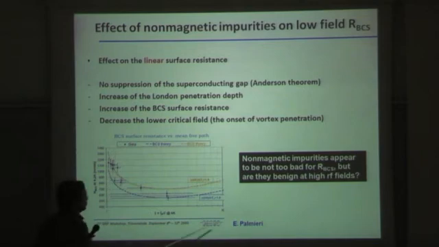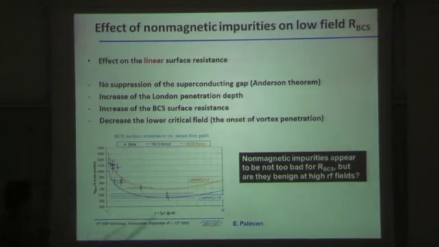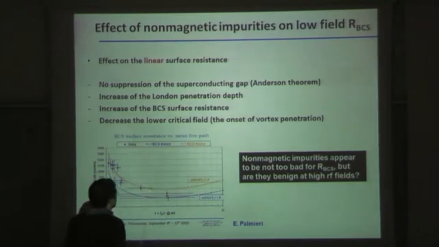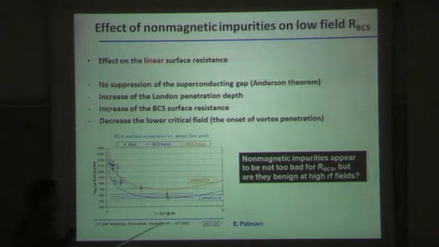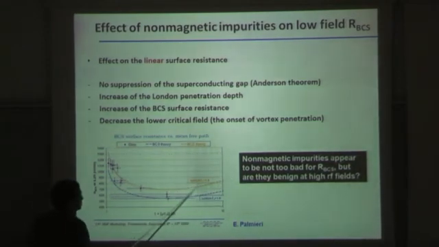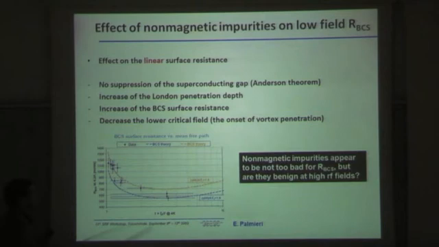I stole this slide from Enzo, and it shows the surface resistance as a function of the mean free path, and it has this shallow minimum, which comes from the BCS theory. And here we're in the anomalous skin effect, the clean limit, and then it increases for the dirtier sample.